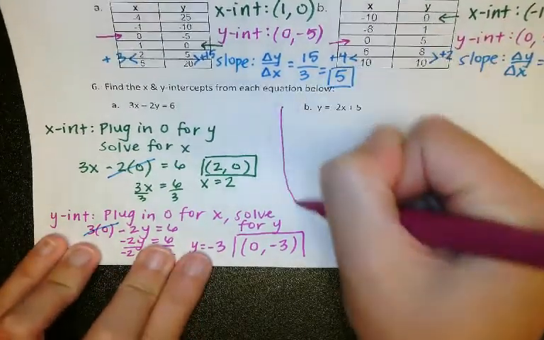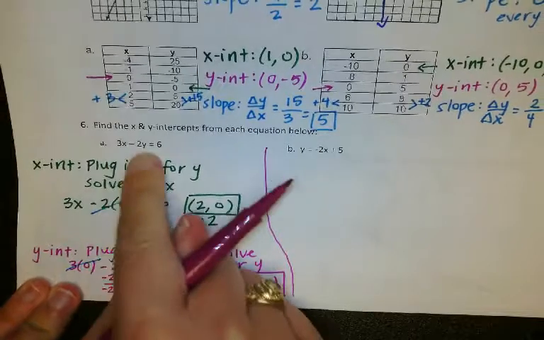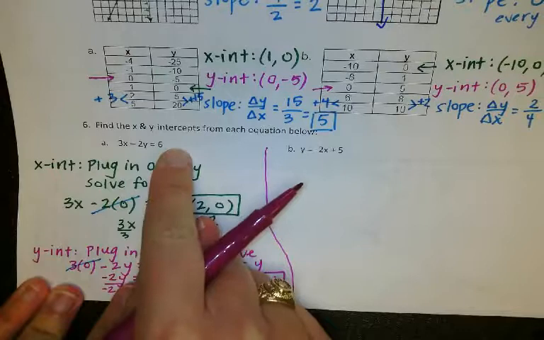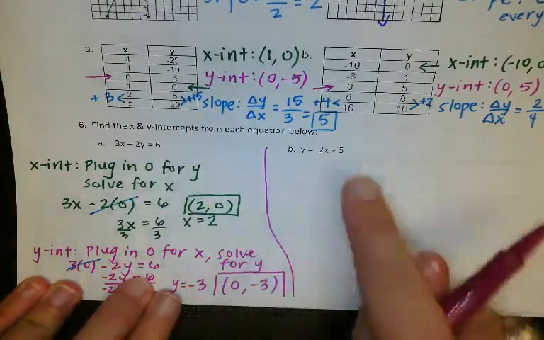Okay, so notice that one was in what we call standard form. We're all about the forms next class. So standard form, where y is not by itself.